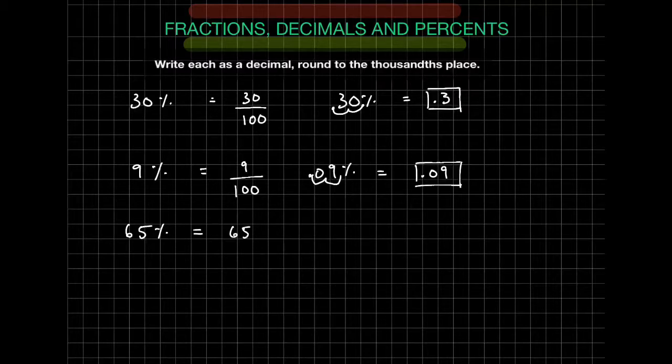65%, we know that's 65 over 100. So 65%, we're just taking this decimal, saying 1, 2, just moving it over 2 spots. So we get 0.65. Okay. Pretty simple. Taking percentages and writing them as a decimal, you're just taking that decimal point and moving it 2 places over to the left.